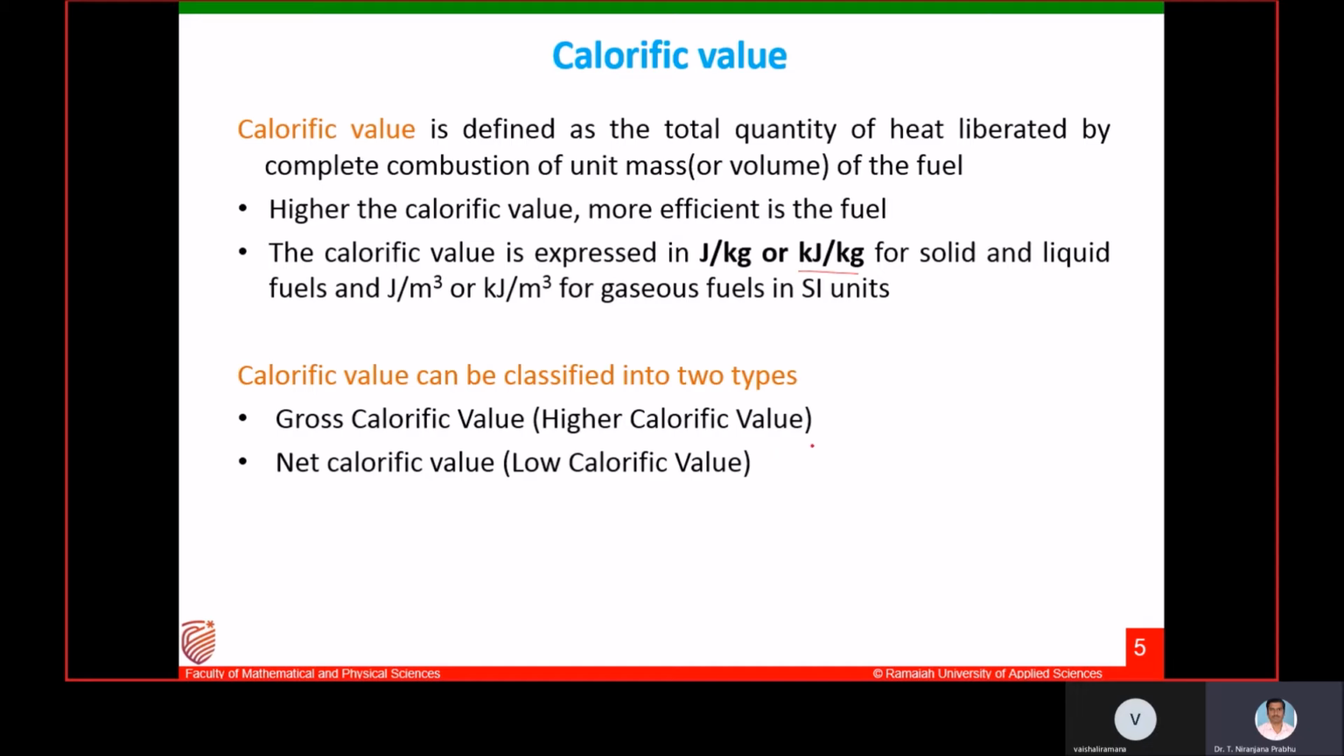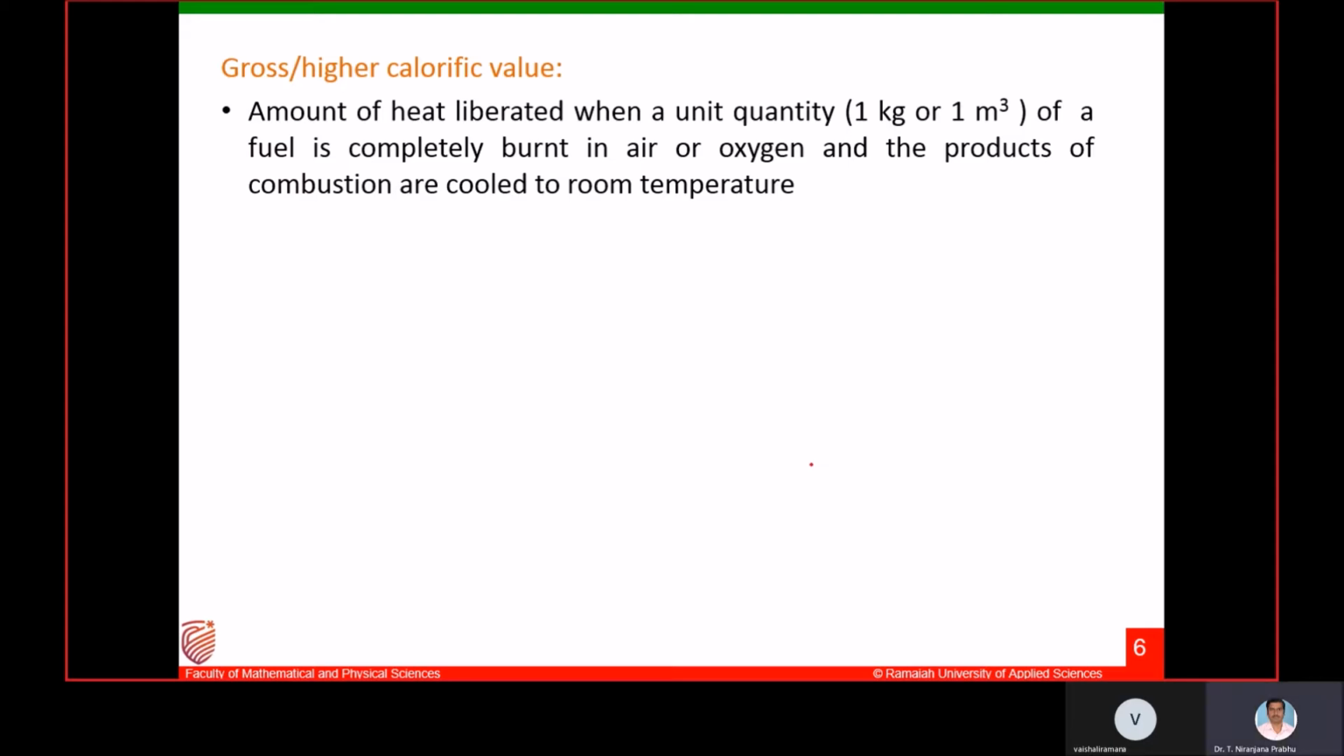Okay. I said there are two types of calorific value we can define. One is gross calorific value or higher calorific value, GCV or HCV. Another is net calorific value, NCV, or lower calorific value. How are these two defined? Let us see the gross calorific value or higher calorific value.